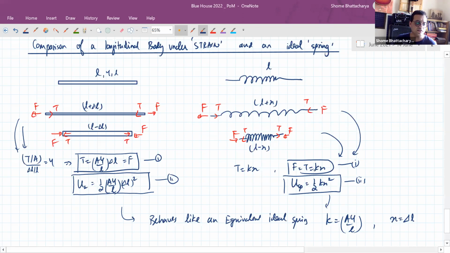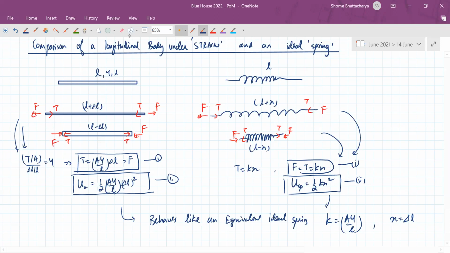Just like by now you got used to the formula that the spring force is Kx and the elastic potential energy is half Kx square, the tension developed in such a material will be the equivalent spring constant AY by L into the change in length, delta L. And the elastic potential energy will be half K into X square. So replace K with the equivalent spring constant AY by L, and the extension or compression X with delta L.